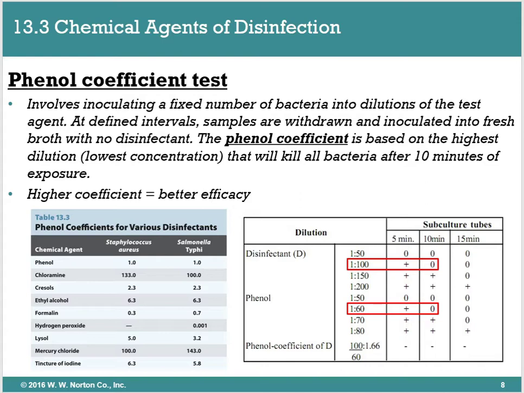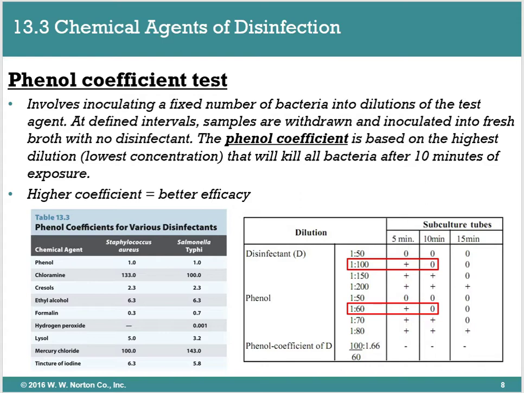So the phenol coefficient is based on the highest dilution, which means it's the lowest concentration of culture that will kill the bacteria after 10 minutes of exposure. So the higher the coefficient, the better the efficiency. Okay?